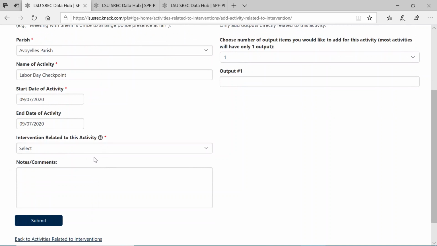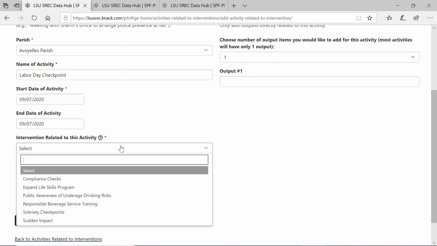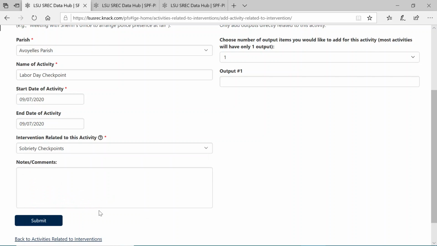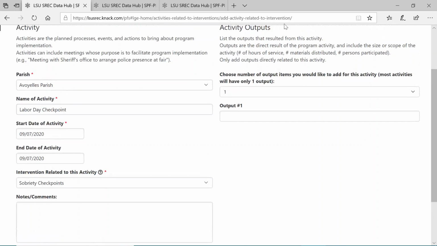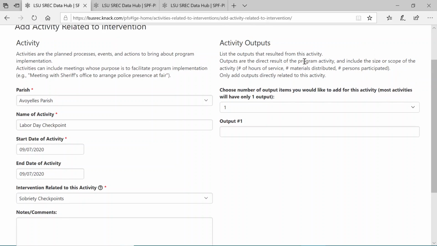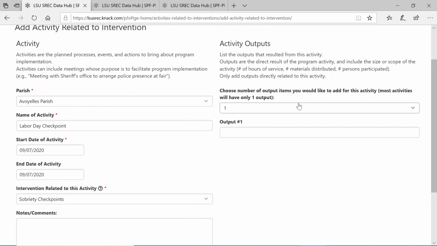And now we're going to select the intervention related to this activity. Remember, this is one of those connected fields that I was talking about. When I click in here, it's going to only show the interventions that I had entered on the intervention page. I'm going to go ahead and choose sobriety checkpoints. Now here is where we put our outputs. Again, this should all be reminding you of your logic model.